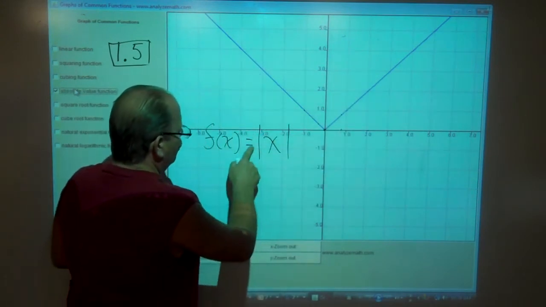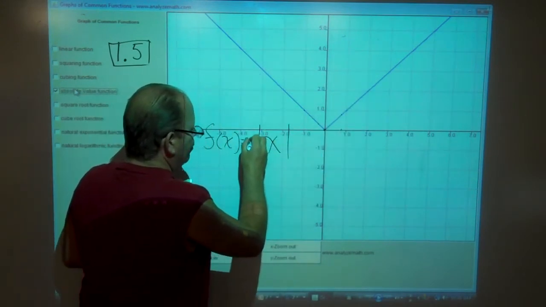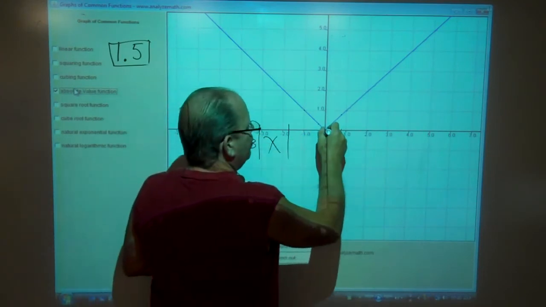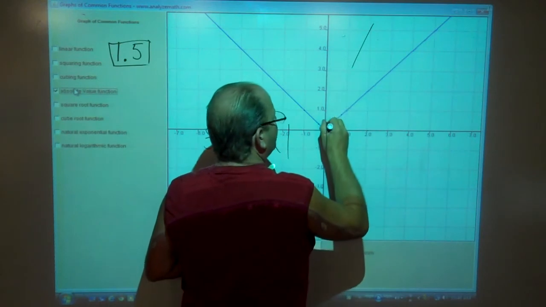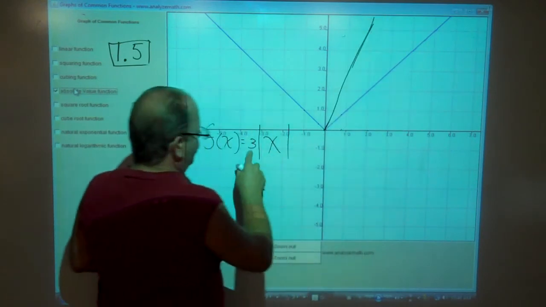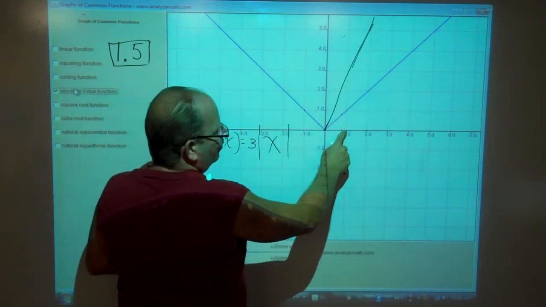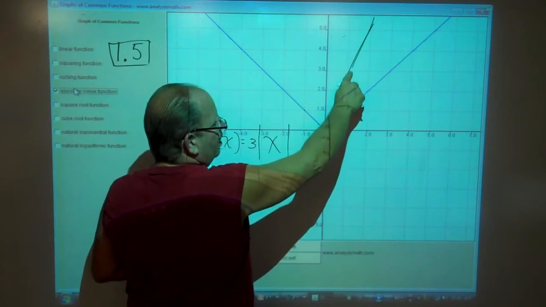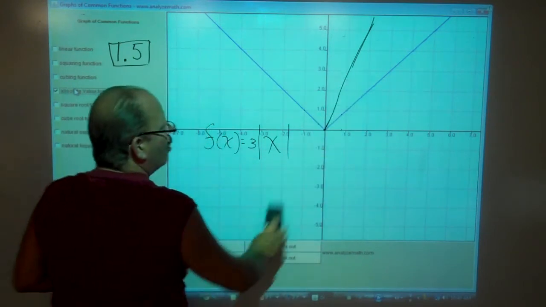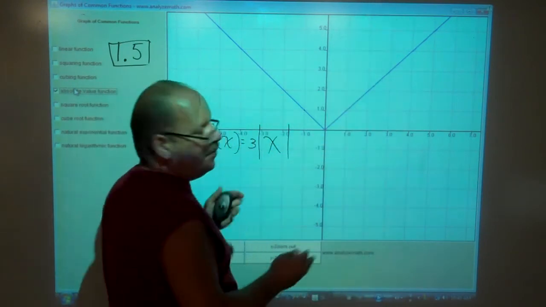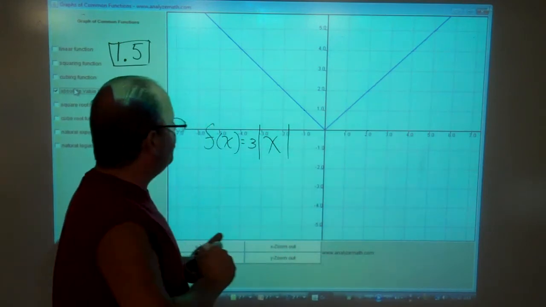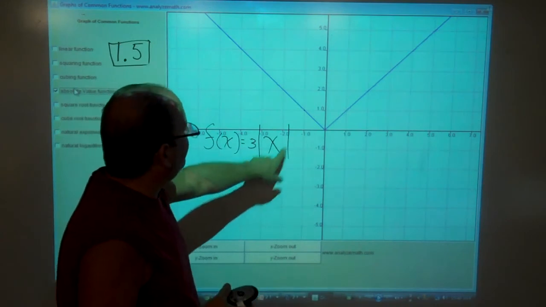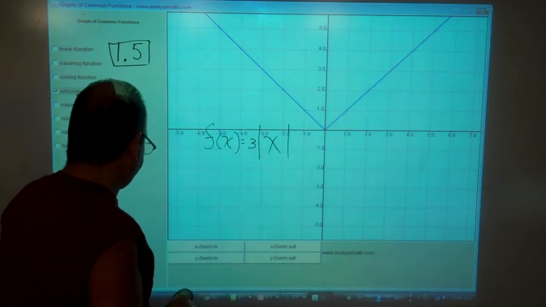We might multiply this by some number, which will simply make the V a lot narrower because it's going to go up faster. 3 times the absolute value of 1 is 3. And we'll learn tomorrow about that. But today we want to focus on learning to identify the shapes of the graphs. So the absolute value graph.